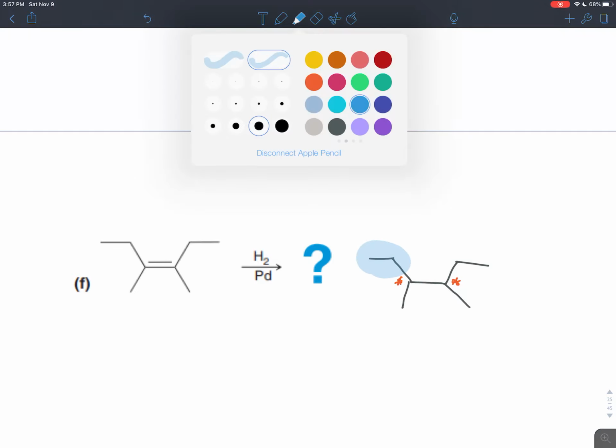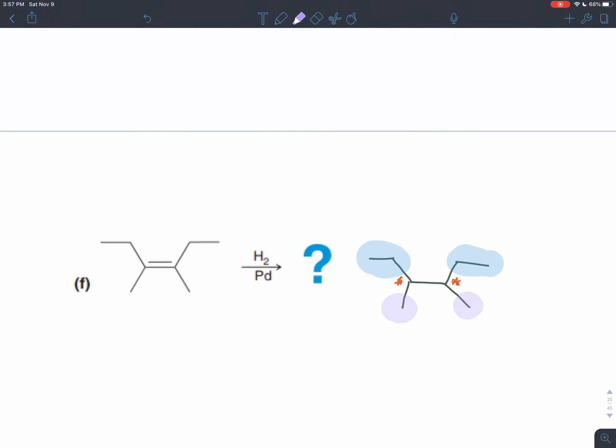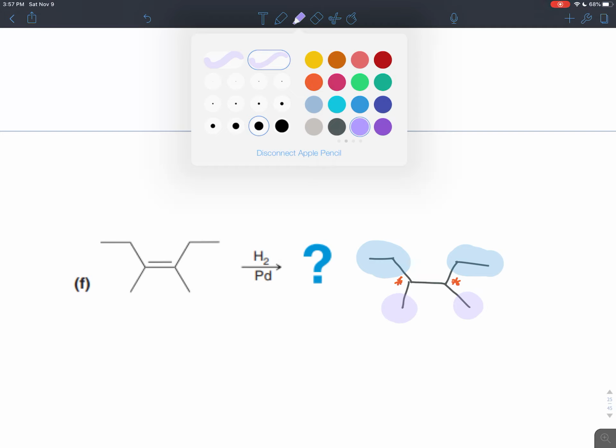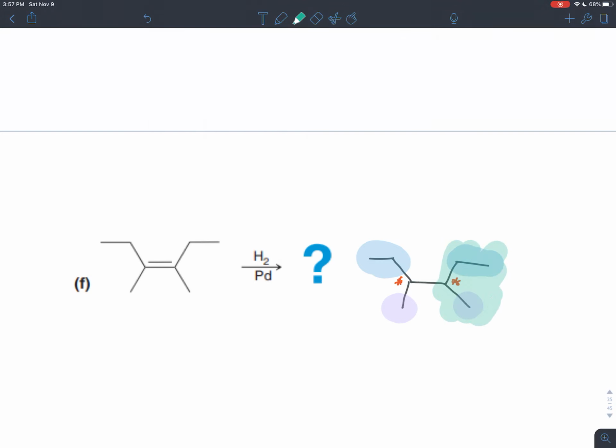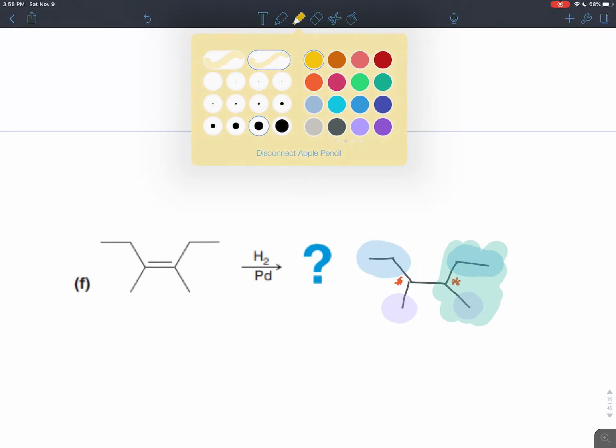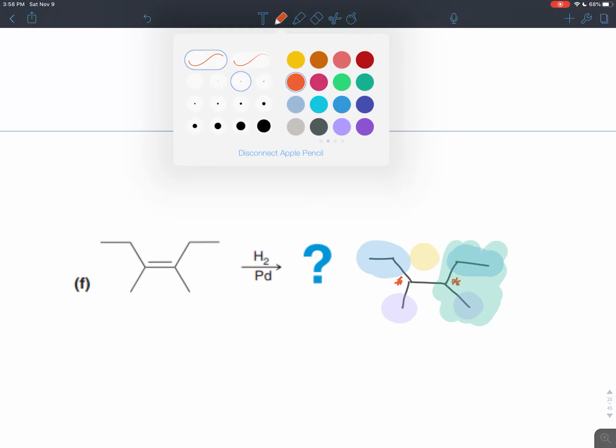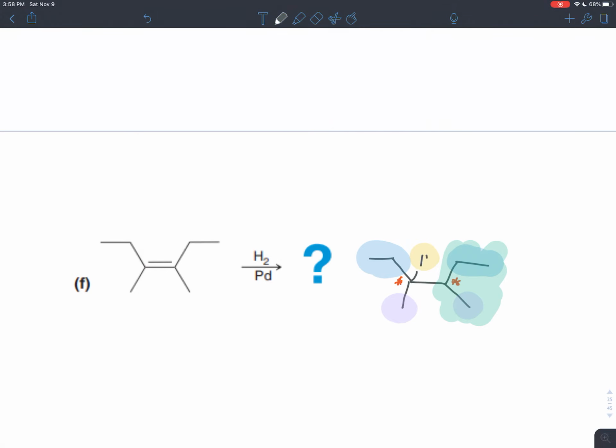They have an ethyl group attached to them, and actually it's the same for both of them, an ethyl group attached to them, a methyl group attached to them. They have each other attached to them, and then they each have a hydrogen. So that's four different things on each of them, so they're both chiral centers.